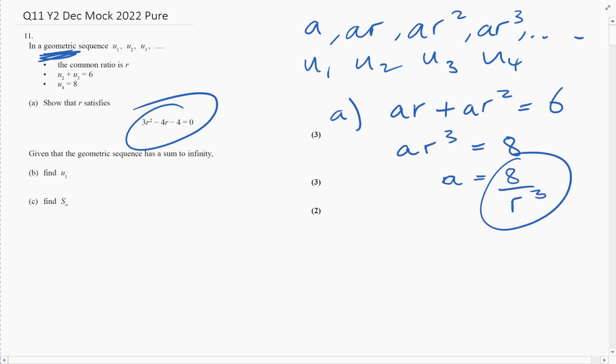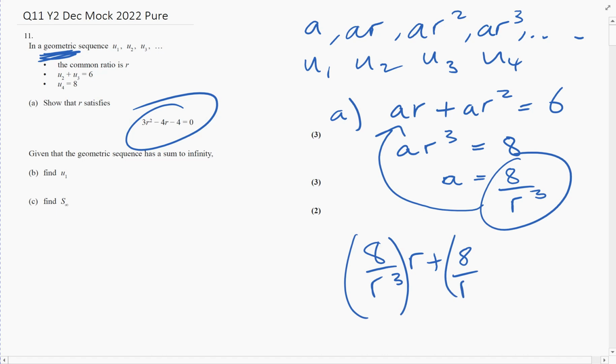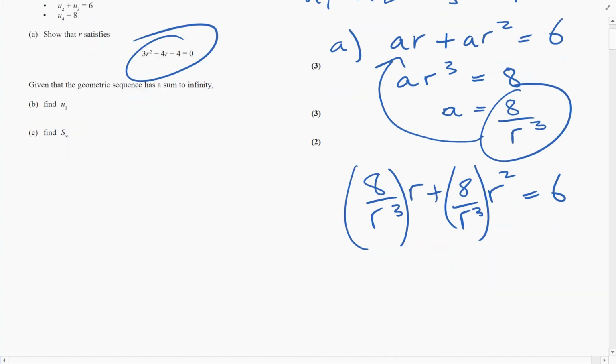And then we just want to lob that up here into the first one. So that will give us 8 over R cubed times R plus same thing times R squared equals 6. And simplifying that, what's that going to give us? 8 over R squared plus 8 over R equals 6.